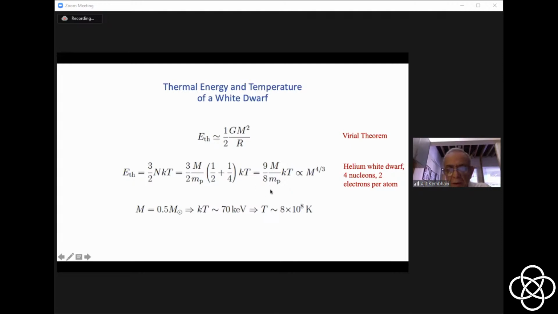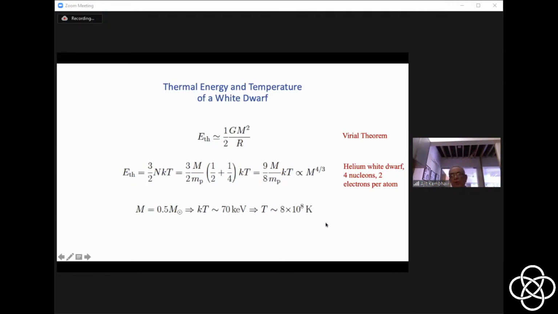Okay, and 9 kT, and this goes as M to the, where did I get this from? 4/3, because R goes as M to the minus 1/3 here. That is because the temperature, I've forgotten where this comes from. The temperature. Okay, we'll come back to it. So when M is approximately half a solar mass, which is for the average kind of white dwarf, if you plug in these numbers, then you will get kT approximately equal to 70 keV, which means that the temperature is 8 times 10 to the 8 Kelvin.